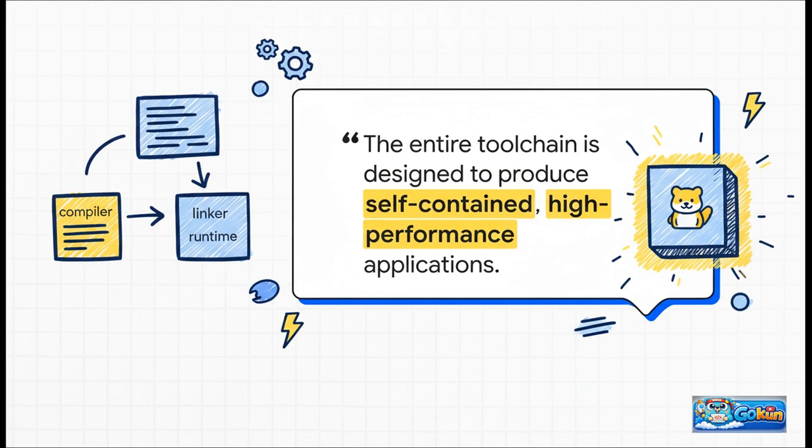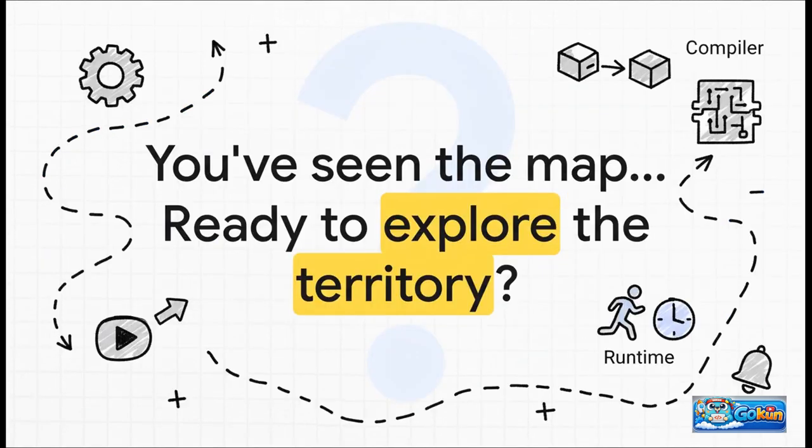This quote just sums up the whole philosophy perfectly. Every single part of the toolchain, the compiler, the linker, the runtime, is designed with this one singular goal in mind: making it easy to create simple, self-contained, and incredibly powerful software. So today, we've sketched out the map of this whole journey, from typing go run to seeing a live application. We've seen the major landmarks along the way: the compiler, the linker, and the runtime. The question now is, are you ready to explore the territory in a lot more detail with us?